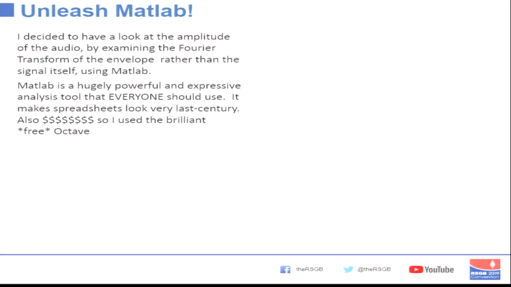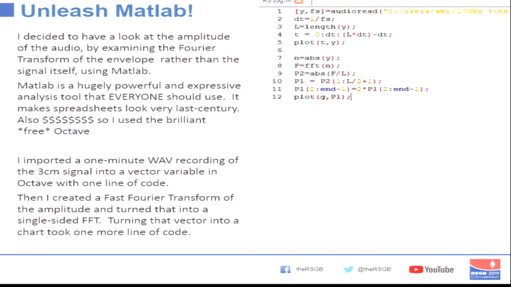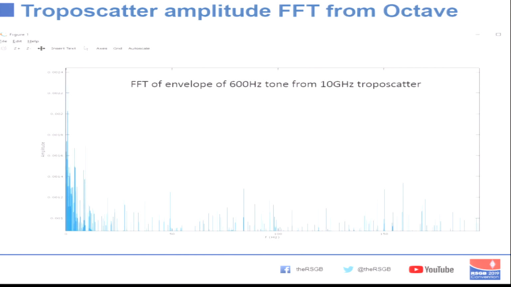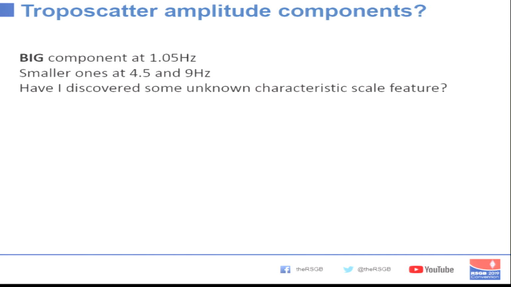So then I had a quick look using MATLAB. Now, everybody needs to use MATLAB. It is a fantastic tool. I'm not going to dwell on this, but it's marvelous. I imported this WAV recording into it to have a look. There's the little MATLAB program that I used, and there's what it looks like. So it looks moderately random. But those are the hum components that I expect to see at 50 and 100 and 150 hertz. But what are these? Interesting. There's a big component at 1.05 hertz, and other ones at 4.5 and 9 hertz. Have I discovered something? Is there something fantastic here?